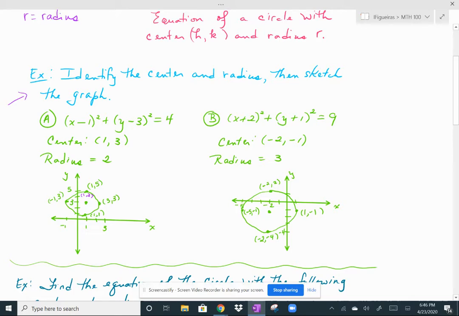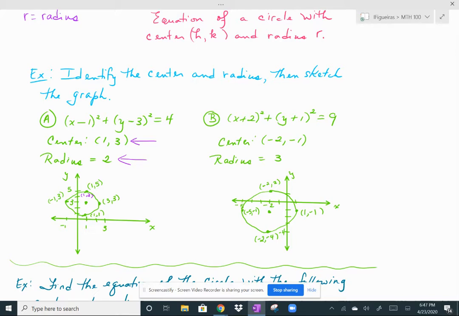And there's 2 examples. Let's look at A on the left side. So on the left side, I have an equation of (x minus 1) squared plus (y minus 3) squared equals 4. So the center is the opposite sign of whatever is associated with the x and the y inside of that binomial squared. So your center is (1, 3). And your radius is the square root of the number that's on the other side of the equal sign. The square root of 4 is 2. So our radius is 2. That means that there are 2 units from any point on the circle starting at (1, 3).